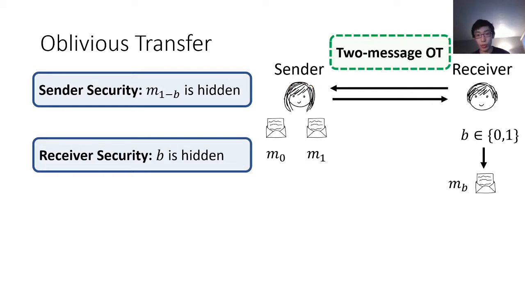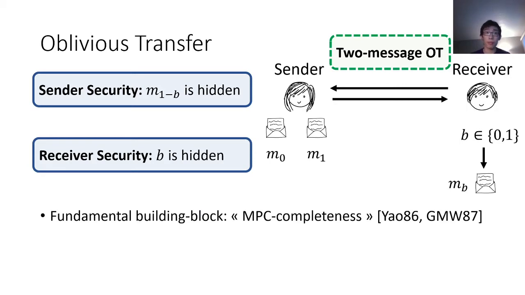For this work, what we'll be concerned with is a two-message version of OT, where the whole protocol consists solely of one message from the receiver to the sender and a response from the sender to the receiver. As to why people would care about this primitive, it turns out that it is very fundamental for multi-party computation, and there are several old results that show that oblivious transfer is kind of MPC complete. And more than just theoretical completeness, this is actually a primitive that is used in practice.